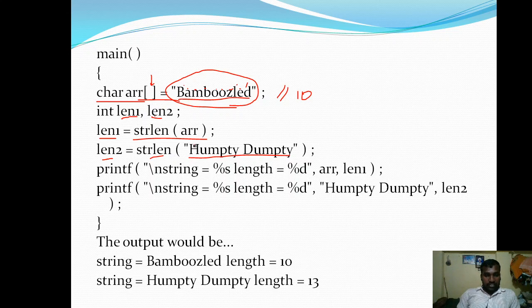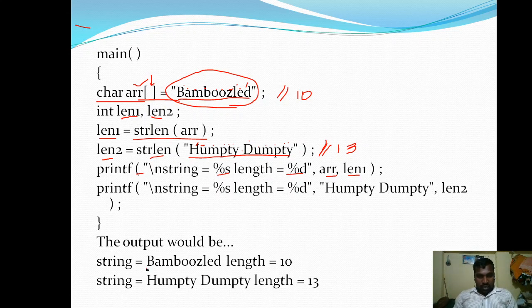For this particular string, let us count how many characters are there. 1 2 3 4 5 6, and space is 7, 8 9 10 11 12 13. So the length of this string is 13. Now printf string is equal to percent s. We are going to print the string, then we are going to print the length. In the case of arr and len1, arr is the array, so the name of the array is going to print this string, then it is going to print the length.